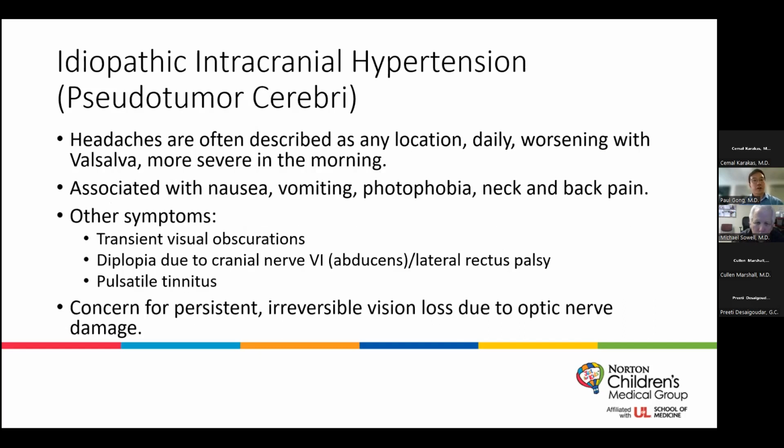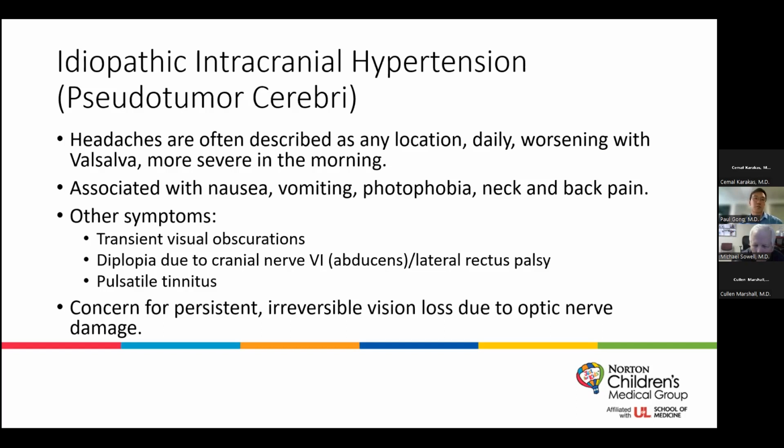So in terms of what it exactly looks like if a kid comes to your clinic with IIH, headaches are not unlike migraine, the headaches can be kind of more varied. They can occur at any location. They usually are described as daily, worsening with Valsalva and certain postural positions, mostly laying down, bending over, and sometimes are described as more severe in the morning. Otherwise, they can look like migraine in that they have associated nausea and vomiting and photophobia, as well as neck and back pain.